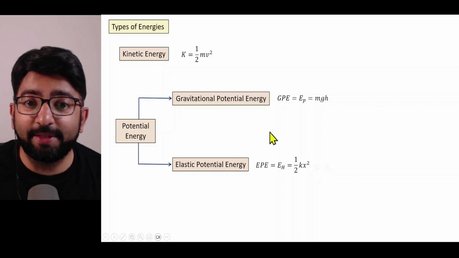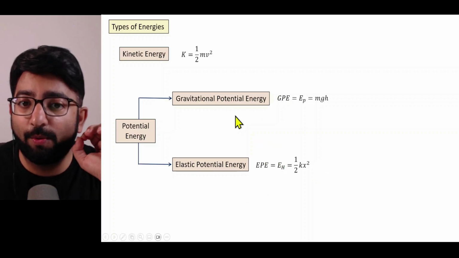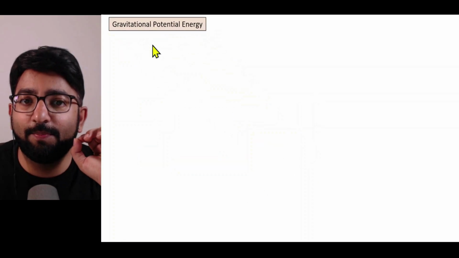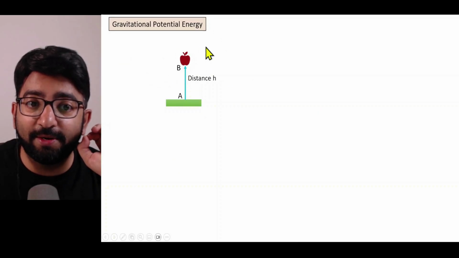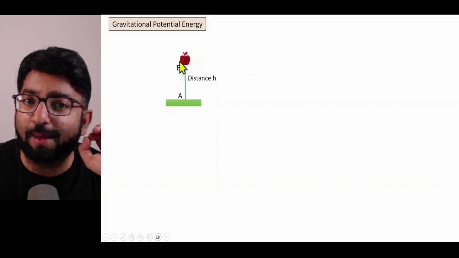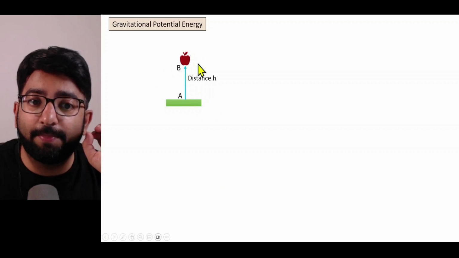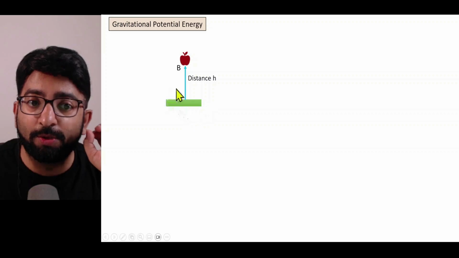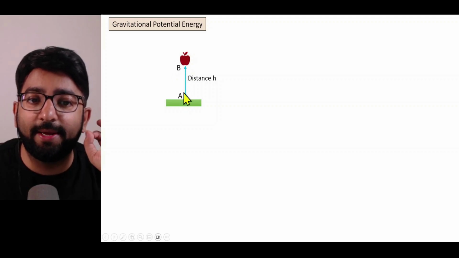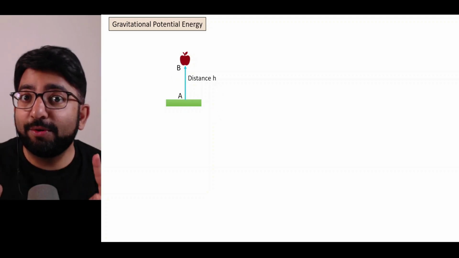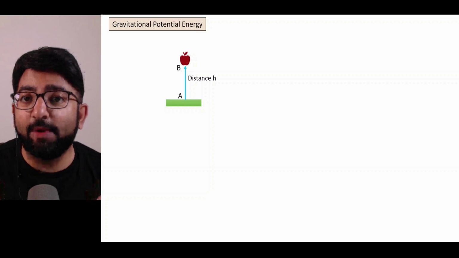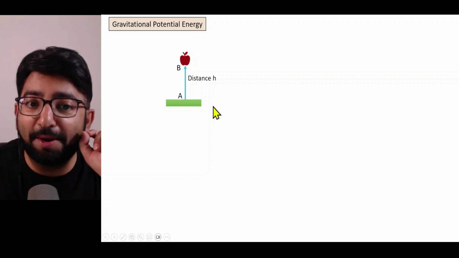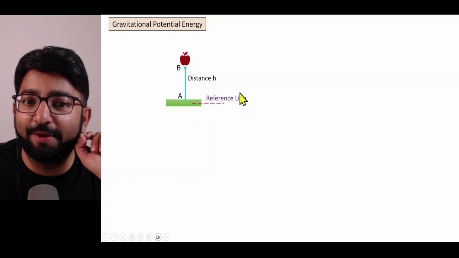Now let us analyze each of the potential energies one by one, starting with gravitational potential energy. Now consider this image. We have an object, an apple, which has been lifted up by a distance h. Initially the apple was on the ground, which we have labeled as point A, and the topmost point is labeled B. So the distance between A and B is h. Now, in order to solve questions, it is very important for us to understand a concept called the reference line. What does that mean?